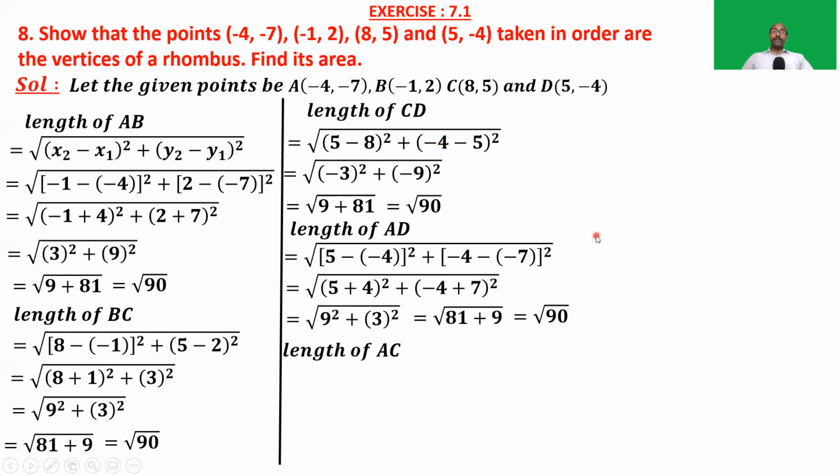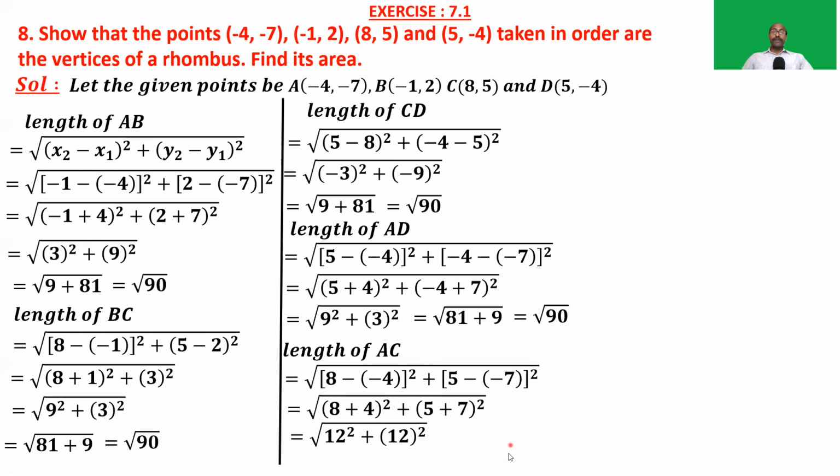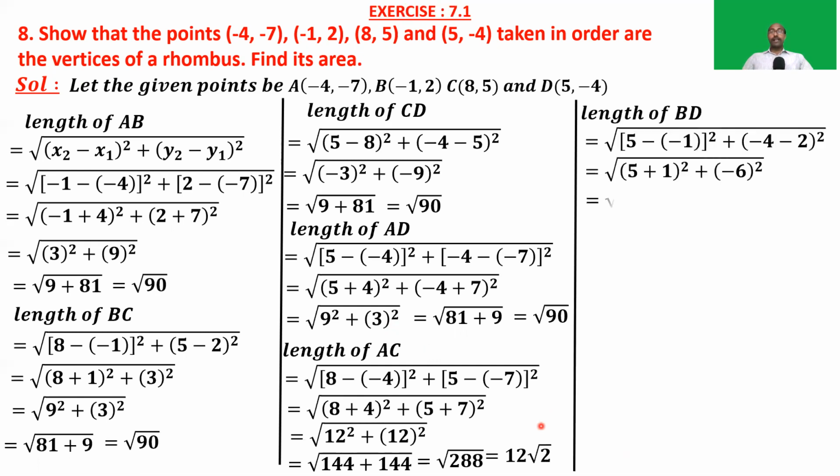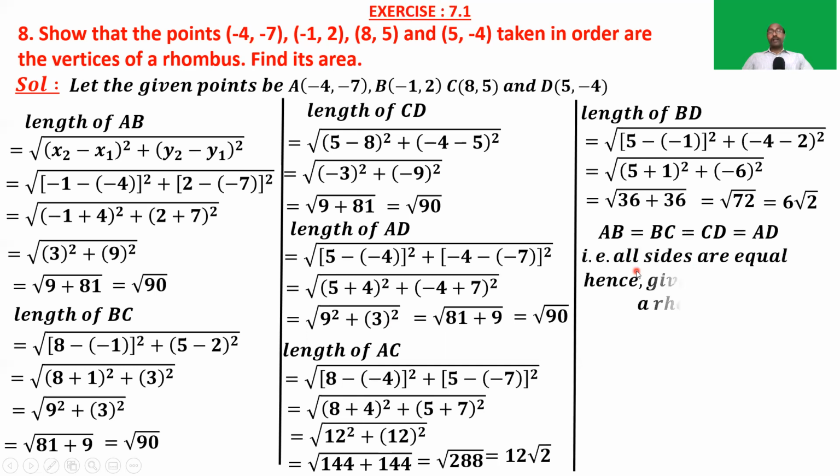Therefore, first here length of AC is equal to root 144 plus 144, root 288 units, that is 12 root 2, and length of BD is root 72, that is 6 root 2 units. So here we get all the sides are equal but diagonals are not equal. Therefore, given points form a rhombus.